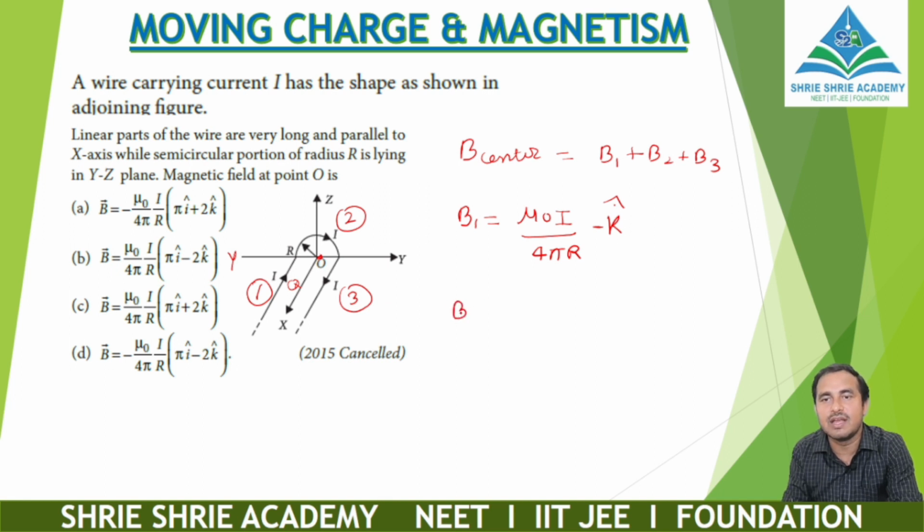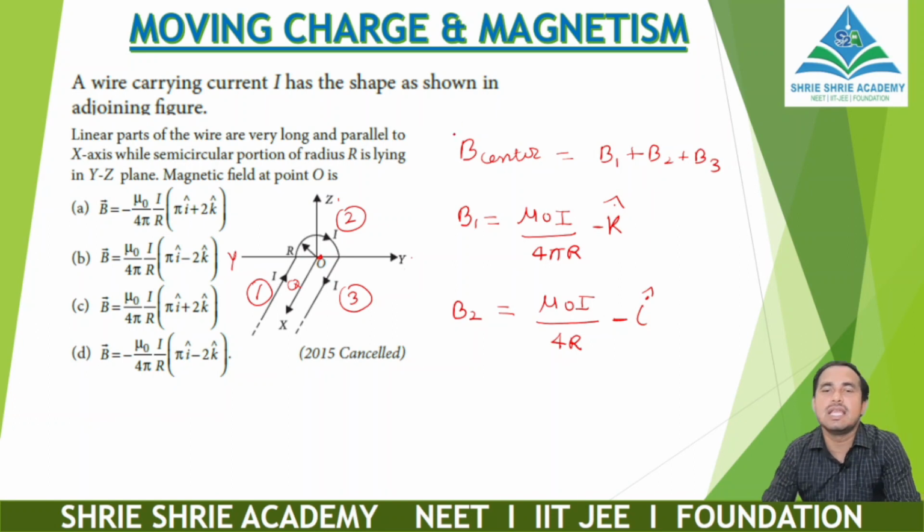The magnetic field due to the second part is actually a semicircle, and you write mu naught I by 4R. This is a semicircle, right? And actually here this is in the YZ plane. So this is J cap and this is K cap, right? So J cap and K cap are there, means it is perpendicular, you get I cap. And this is actually minus. The reason is it is again into the plane.